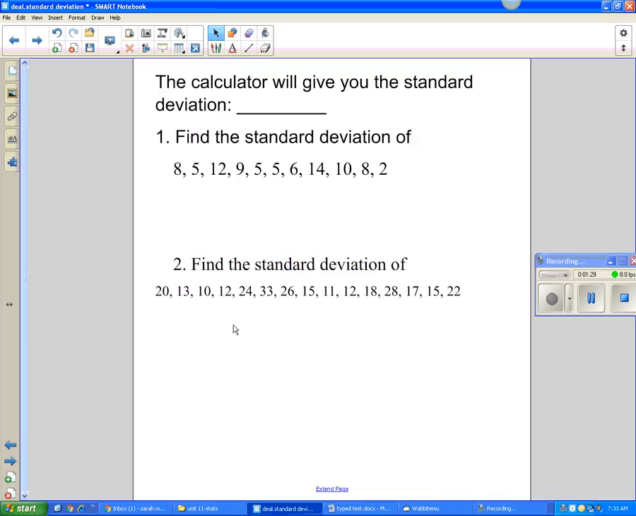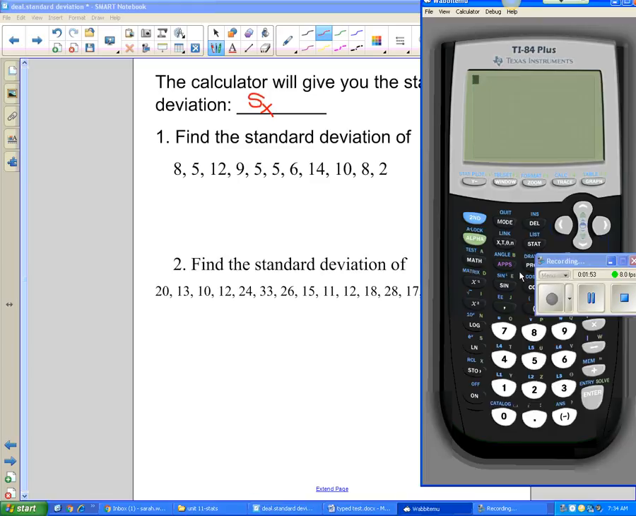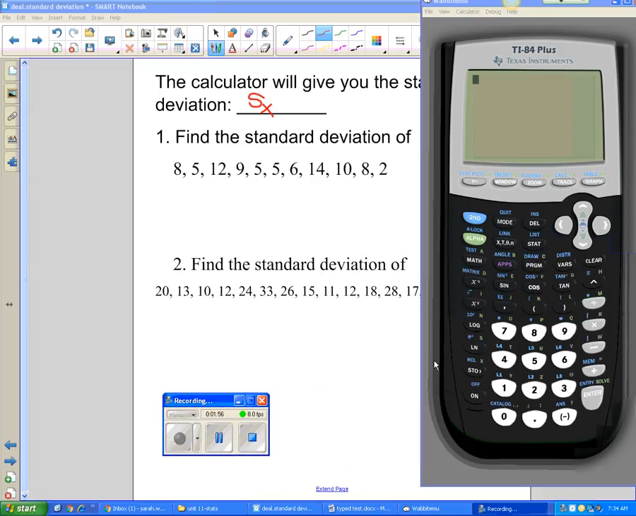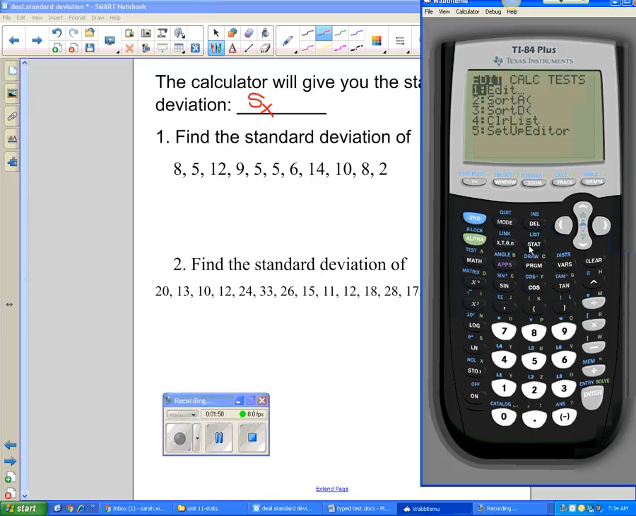All right, so the calculator will also give you the standard deviation, which is nice. We are going to be using the SX as our standard deviation in the calculator. So let me show you what I mean by that. Find the standard deviation of 8, 5, 12, 9, 5, 5, 6, 14, 10, 8, and 2. So we're going to put those in stat in our calculator. So hit stat. You're going to hit enter for edit. And you're going to put all of these numbers in L1.